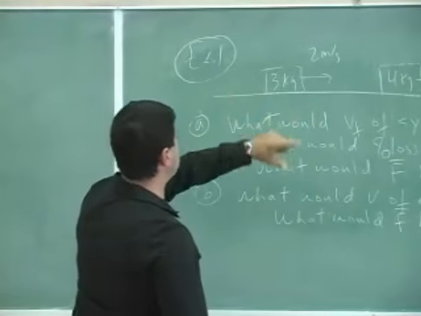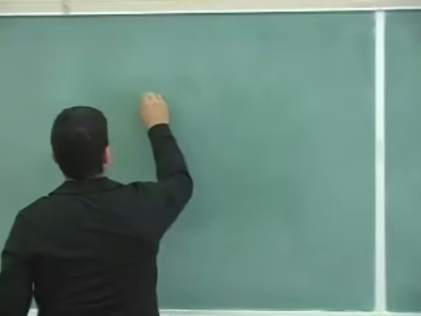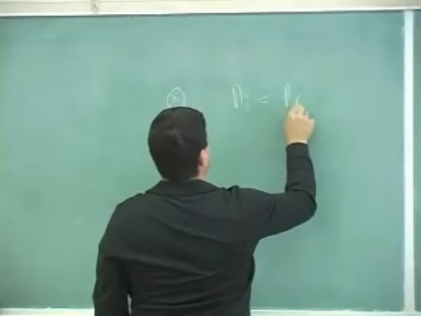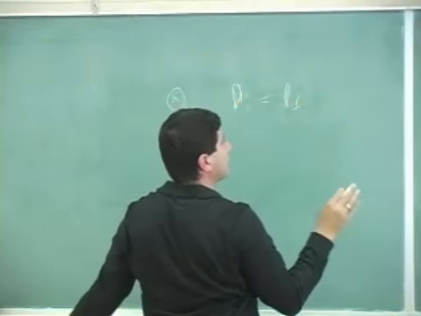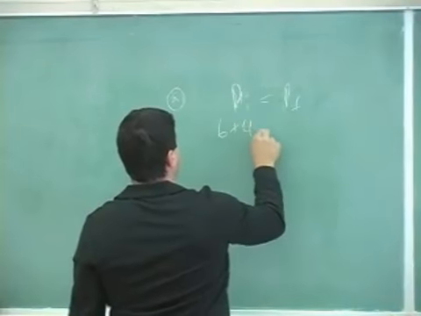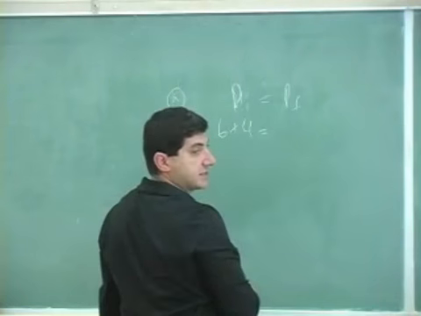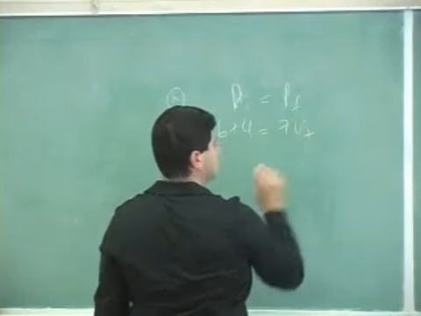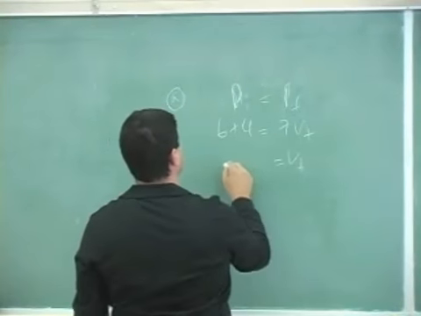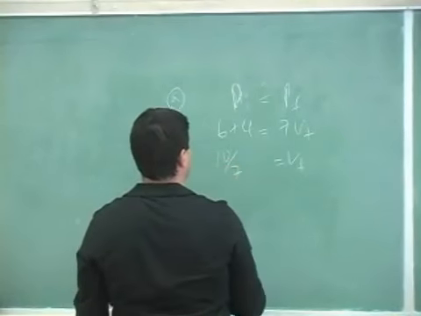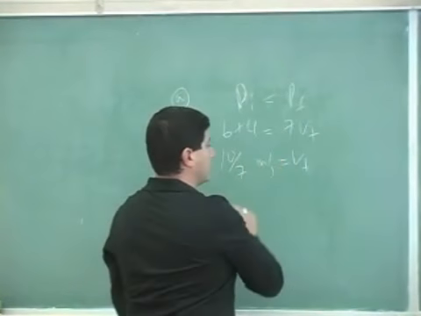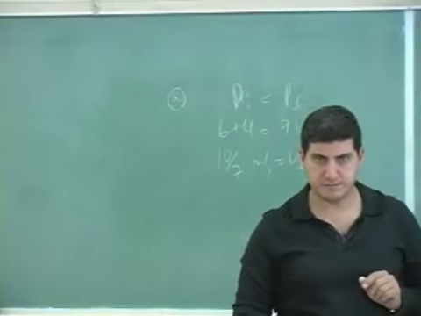For part A, they're going to get stuck. So their initial momentum equals final momentum. Remember, we're assuming momentum is conserved. So you have 6 plus 4 is equal to their total mass, 7, times V final. So V final is equal to 10/7 meters per second. So we answered the V final of the system.